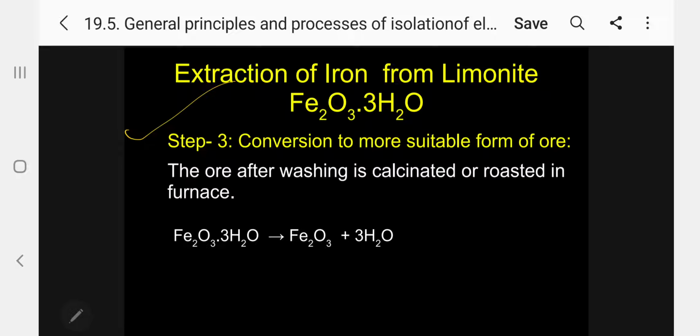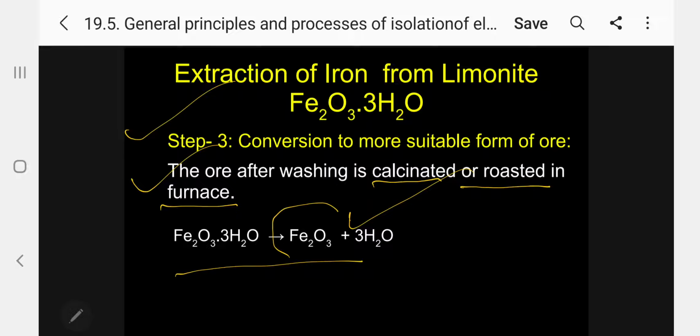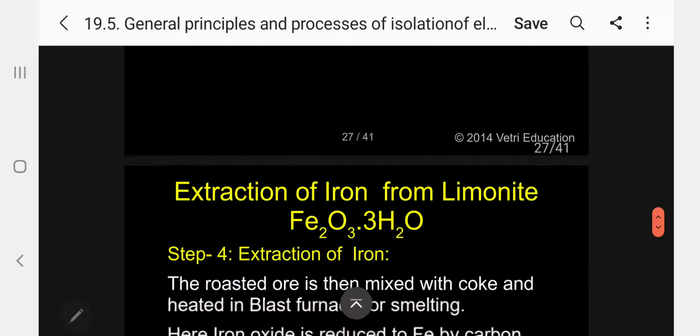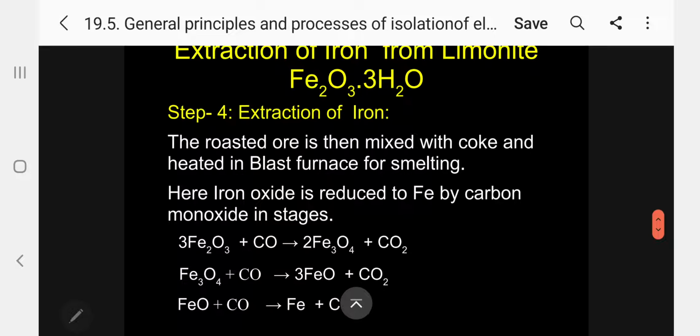The next one, conversion to more suitable form of ore. Kindly follow here. The ore after washing is calcinated or roasted in a furnace. Calcination means simple dry heating, while roasting means heating in the presence of air. On calcination, 3 water molecules will go off in the form of vapor, leaving Fe2O3. So it is getting concentrated. The percentage of iron is concentrated.